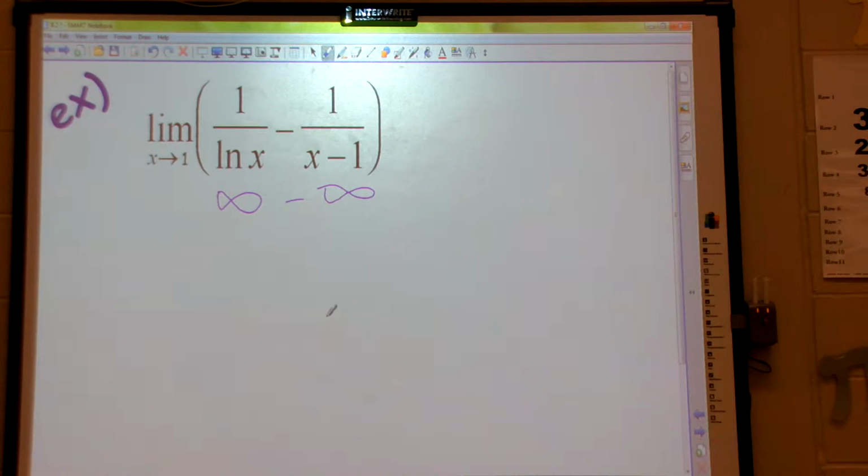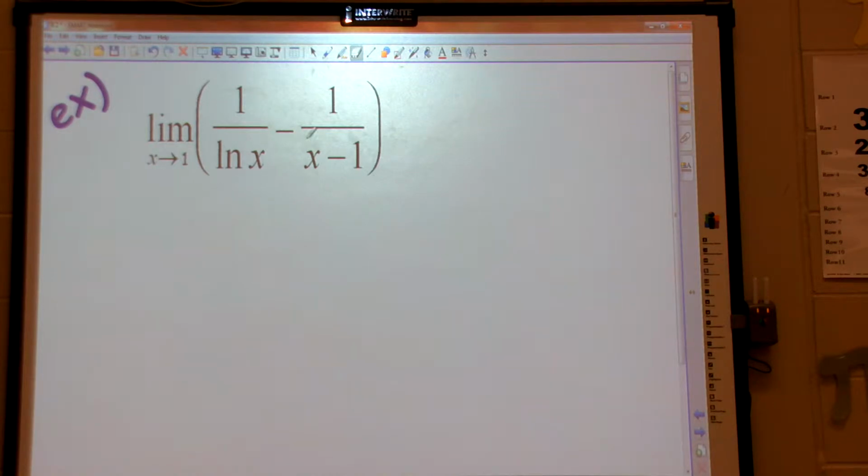This is infinity minus infinity. It's an indeterminate form, so can I use L'Hopital's? Yes. No. What's the other condition of L'Hopital's? Oh, fraction. It has to be a fraction. I have 2 fractions. Do you see that? So, what do I need to do?